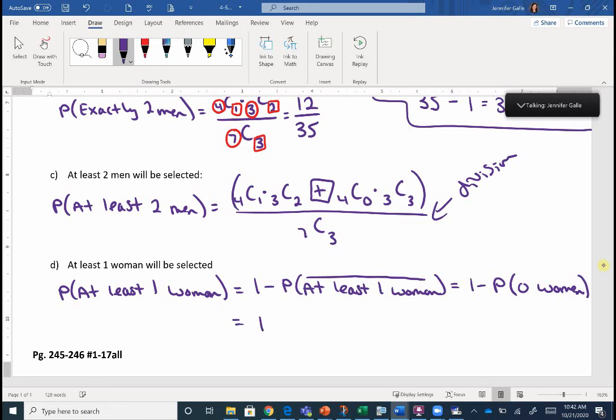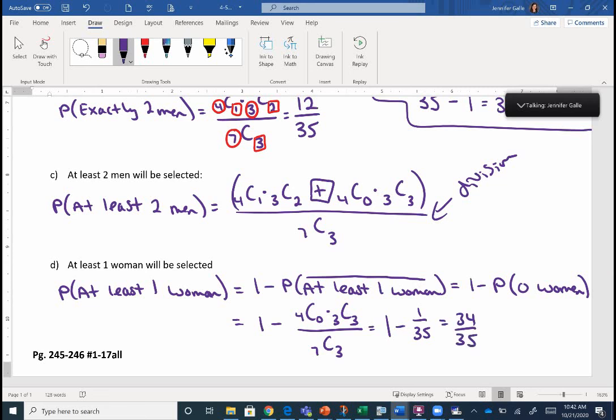So that makes things a little easier. 1 minus, I have 4 women, I'm going to choose 0. I have 3 men, I need to choose all 3. Total number of options, 7 executives, I'm choosing 3. 1 minus, what do we get for that complement? 1/35th, 34/35. Keep that in mind with that at least.